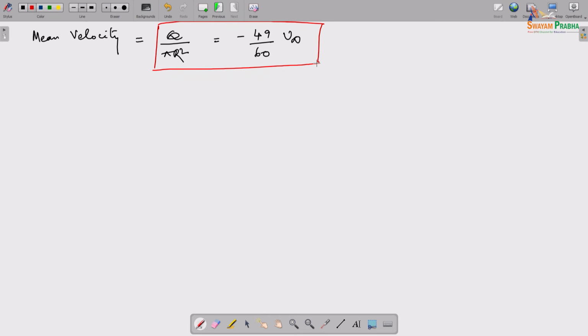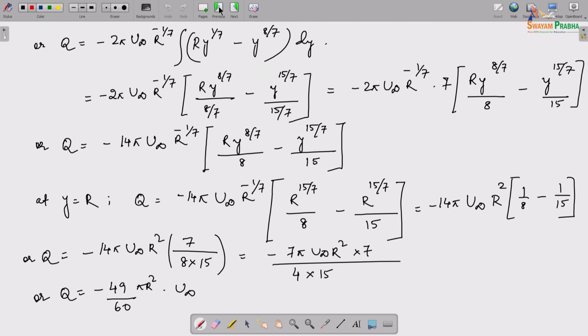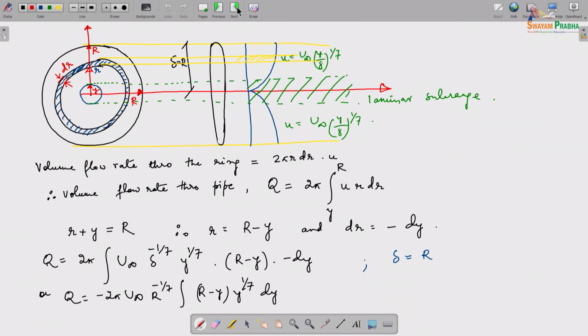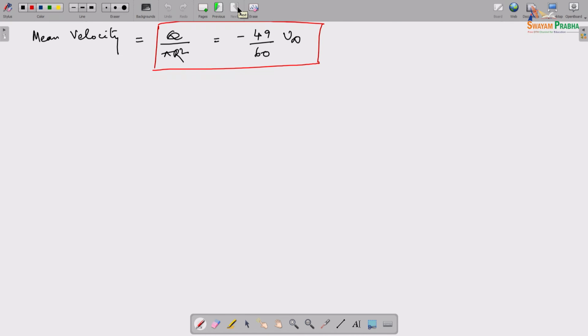Right. So this is what was asked of us: what if the mean velocity is such? The question was that the velocity in a pipe with fully developed turbulent flow is a fraction of the maximum velocity, which is Newton's 1/7 law, which is what we did here. So we are able to show that the mean velocity is 49/60 times u infinity. Interesting, right?